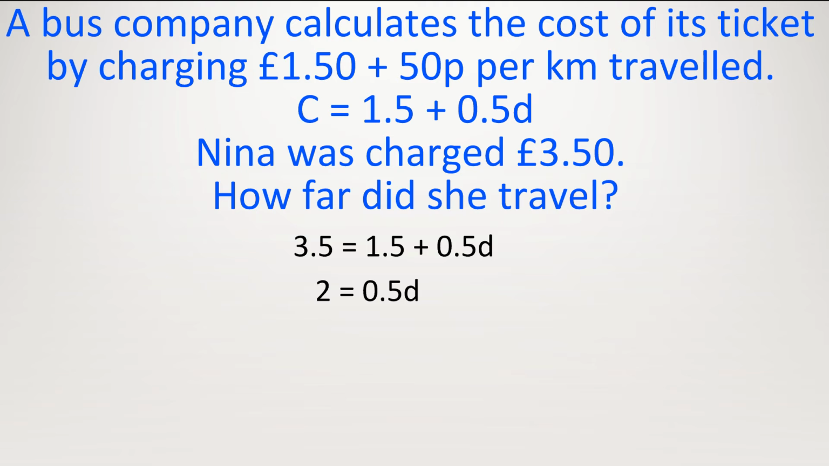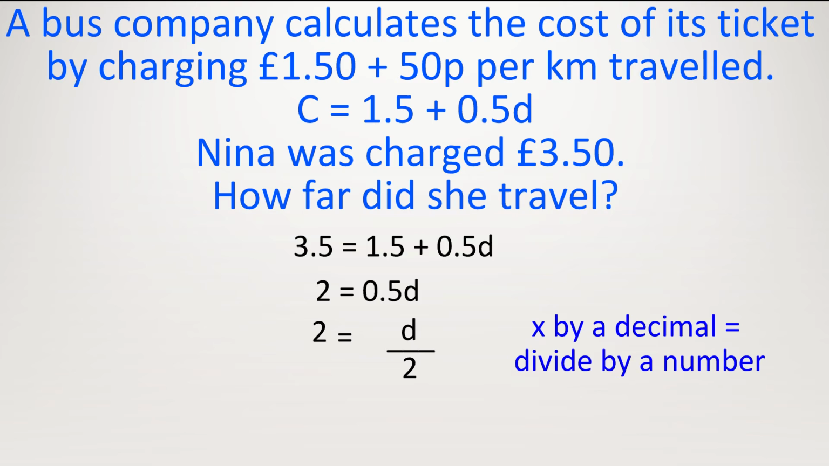How to move 0.5 to the left? At the moment it is timesing by 0.5, so we have to divide by 0.5. 2 divide 0.5. A nice way to do this is to rewrite 0.5 as divide 2. So we have 2 equals d divide 2, because timesing by a decimal is the same as dividing by a fraction. D divide 2 is on the right. How to move divide 2 to the left? We times 2. Hence we get 2 times 2 equals d, which is 4. Hence Nina travelled 4 kilometres on this journey and paid £3.50.